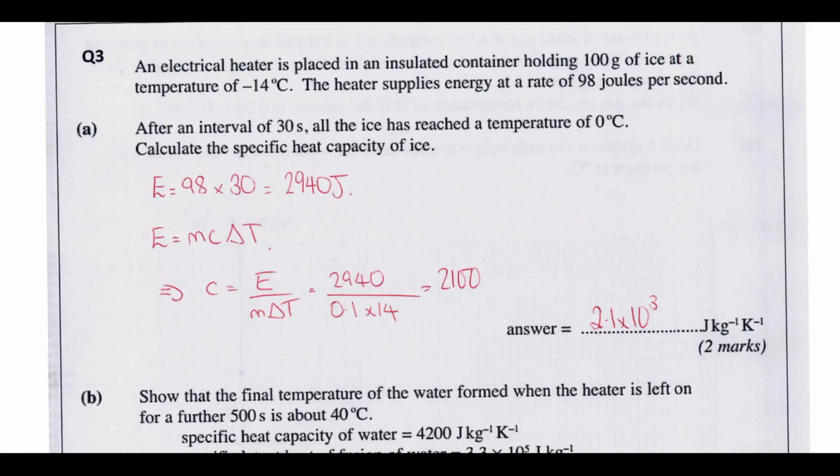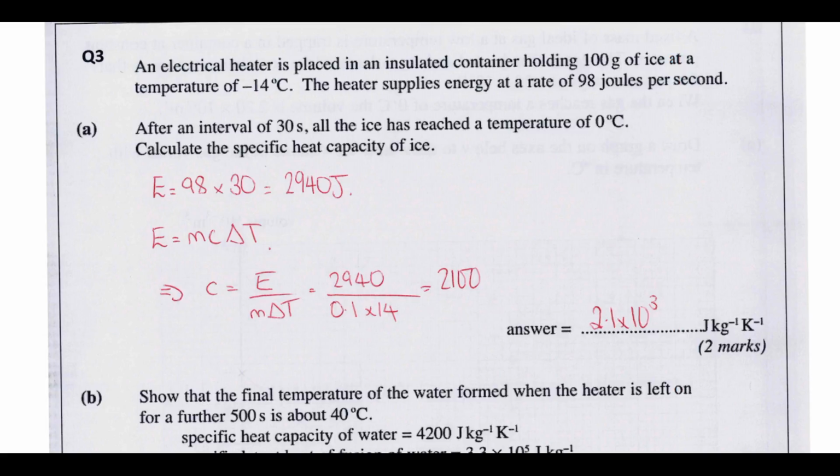Alrighty, so we've got an electric heater inside an insulated container. Insulated means we're not going to be losing any energy to the surroundings. It's got 100 grams of ice in that container at minus 14 degrees centigrade. We're supplying energy at a rate of 92 joules per second, or 98 watts effectively, for 30 seconds, by which time all the ice has reached a temperature of 0 degrees centigrade.